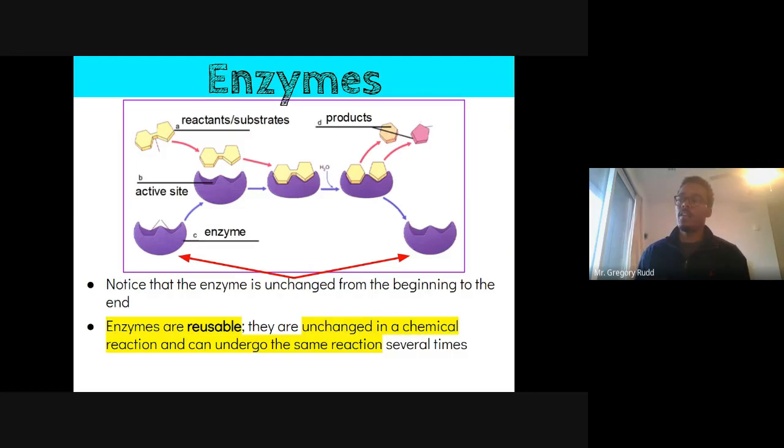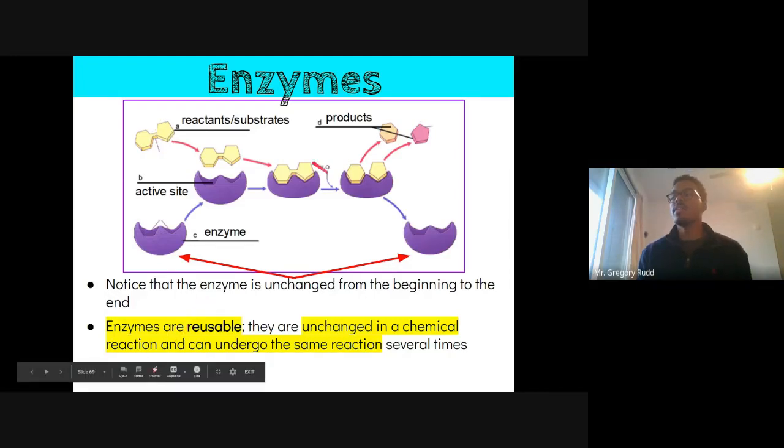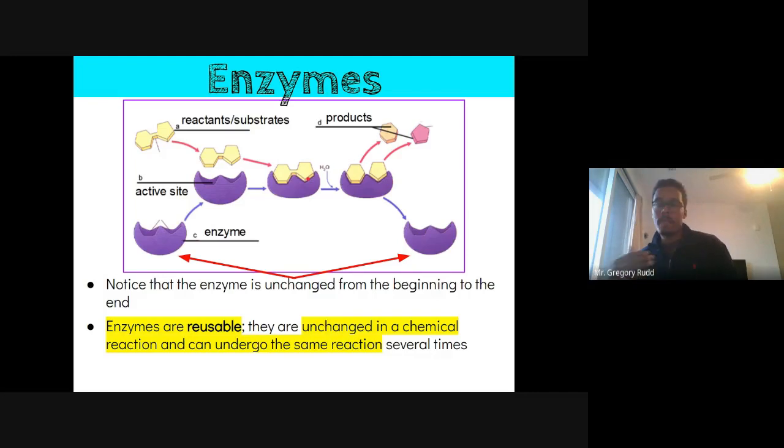So that's the other quality of enzymes that I want us to be aware of. They're both specific and they are reusable. They're unchanged in the chemical reaction and can undergo that same reaction several times. So it breaks apart this substrate, and then it might go and find another substrate and break that apart. And then it might go and find another substrate and break that apart. And we're doing the same thing over and over again, and we're doing it quickly. Remember, enzymes are catalysts as well. They speed up the chemical reaction.